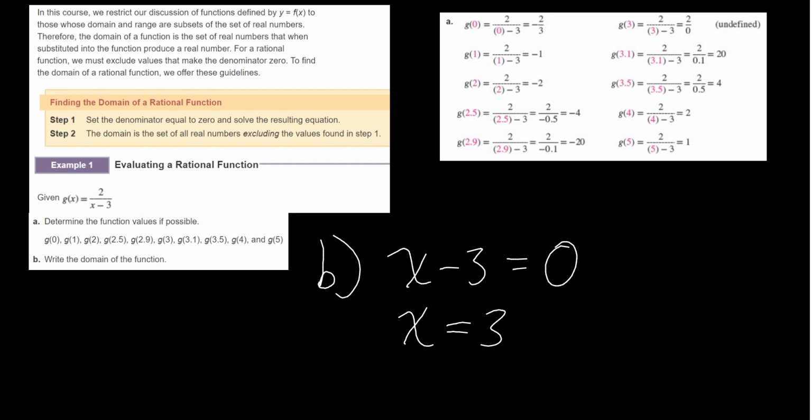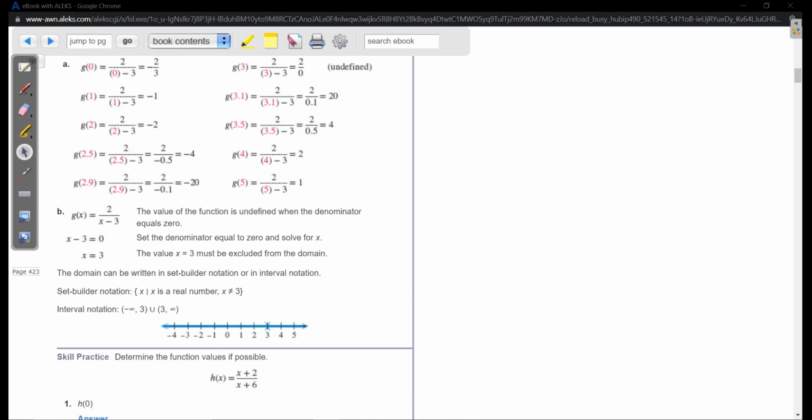Now, step 2, the domain is the set of all real numbers excluding the values found in step 1. The value that we found in step 1 was x is equal to 3. So the domain of B is going to be all real numbers excluding that value. They want it written in both ways, so we're going to write it in interval notation too.